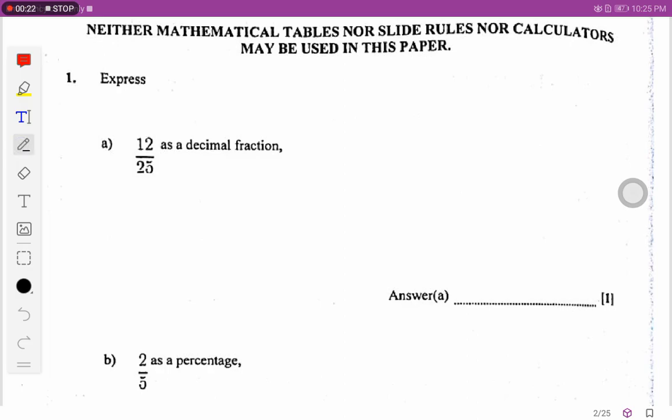Express 12 over 25 as a decimal fraction. So basically what it means here is that we can divide 25 into 12. That's a 0 point, so we now have 12. Then you add a 0, 25 into 120, that's a 4. We have a remainder of 20, we add a 0, 25 into 200, that will be 8. So we have 0.48 there.